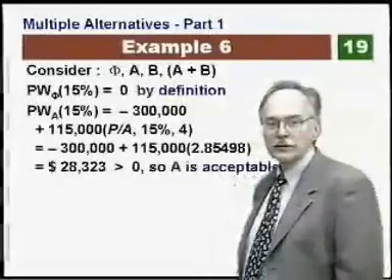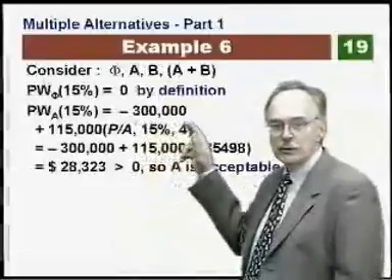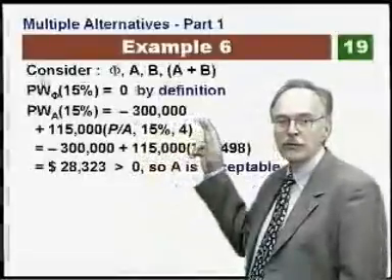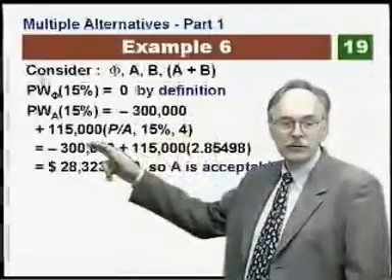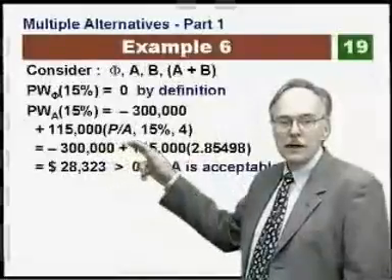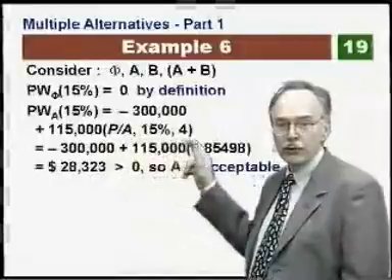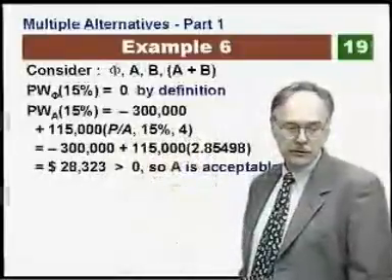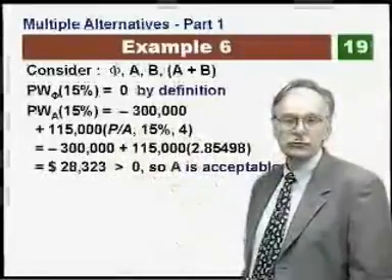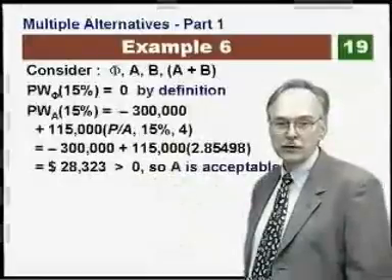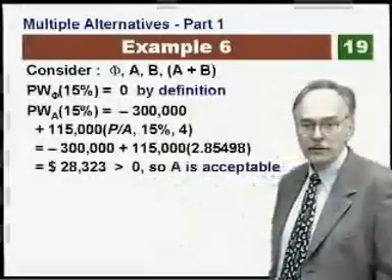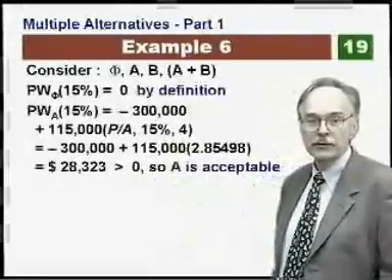For alternative A, it's a simple equation. The investment is $300,000. That's at time 0. The return is $115,000 per year. We take the series present worth factor at 15% for 4 years, and that gives us a result of $28,323. That exceeds 0, so A, as an investment alternative all by itself, is acceptable.